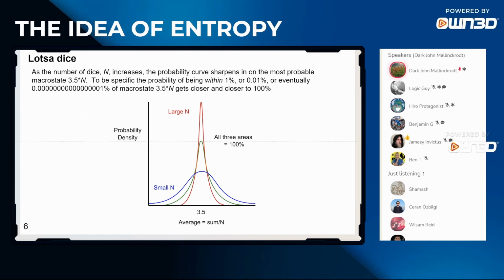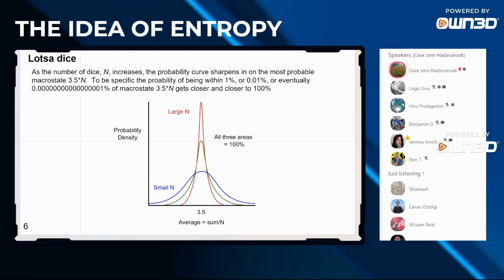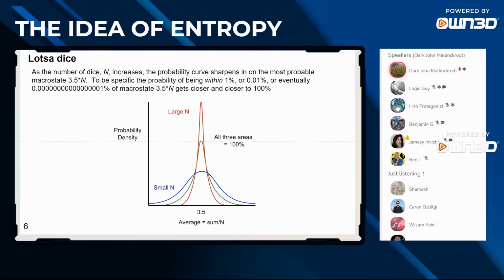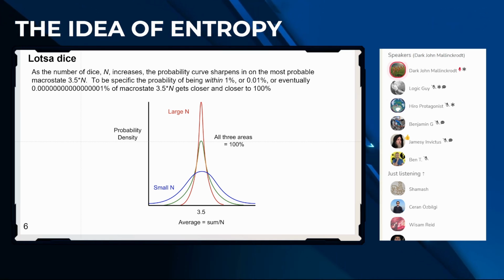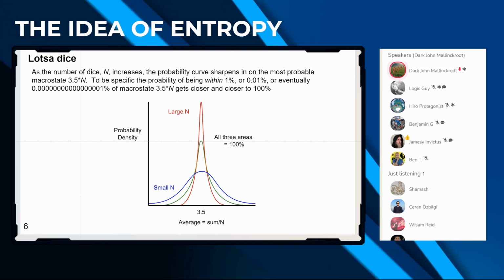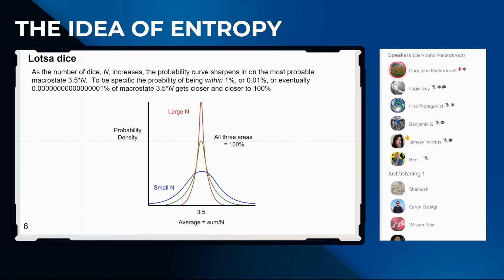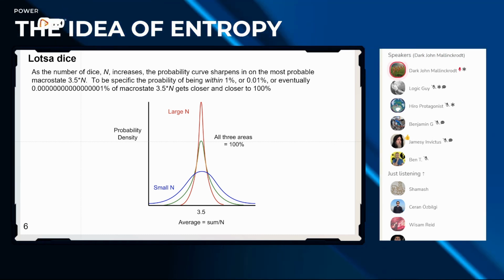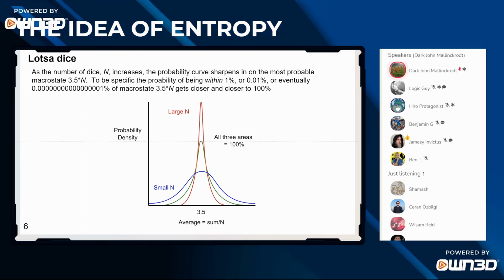And then as I increase, the green curve is a larger number and the red curve is a larger number yet. In all 3 cases, the area under that curve is 100%. And so a couple words about a graph like this. Notice I'm graphing probability density, not probability. This is probability density. It's kind of probability per unit average value.